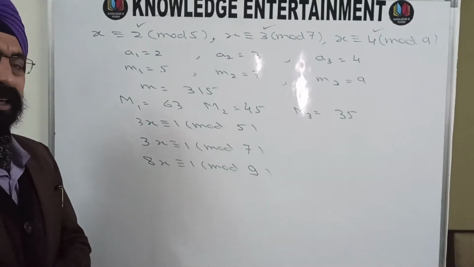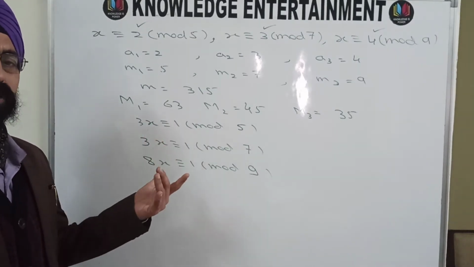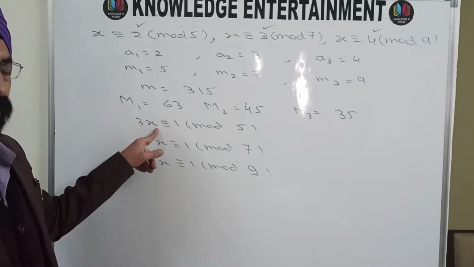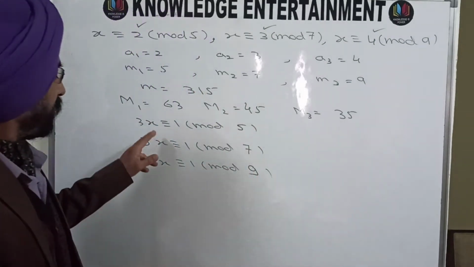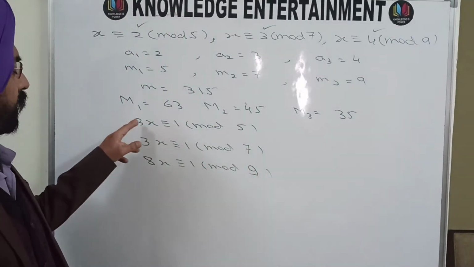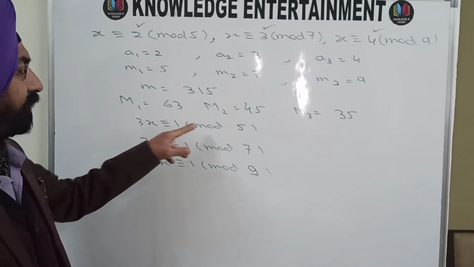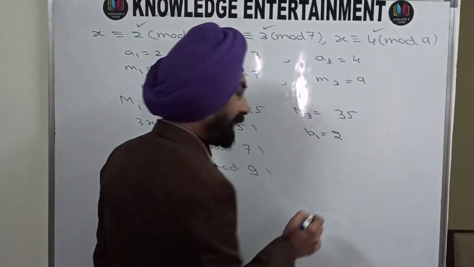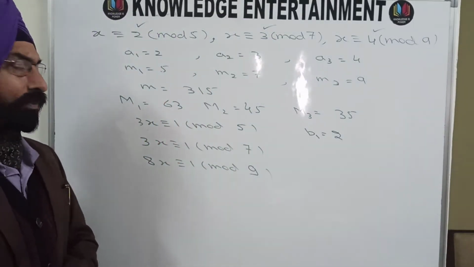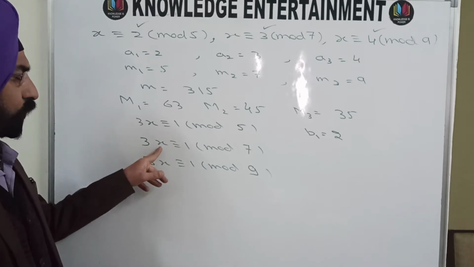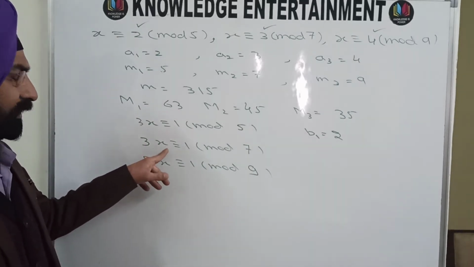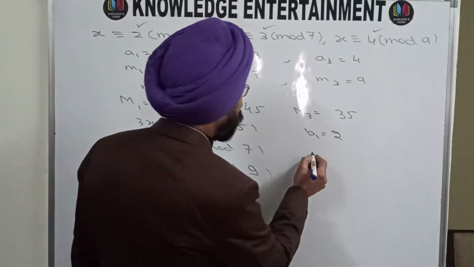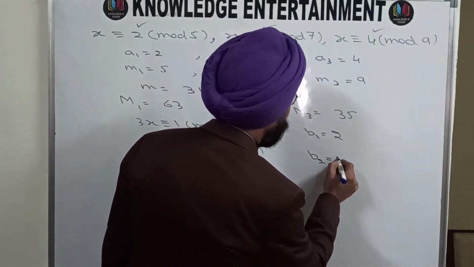And now try to find the solution of these linear congruences one by one by hit and trial method. Very easy. For the first one, you can check that the solution is 2. The value of x is equal to 2. 3 into 2 is 6, and 6 minus 1 is 5. 5 divides 5. So b1 equal to 2 is the solution of the first congruence. For the second congruence, the solution is 5, because 3 into 5 is 15. 15 minus 1 is 14, and 7 divides 14. So for the second one, b2 is 5.